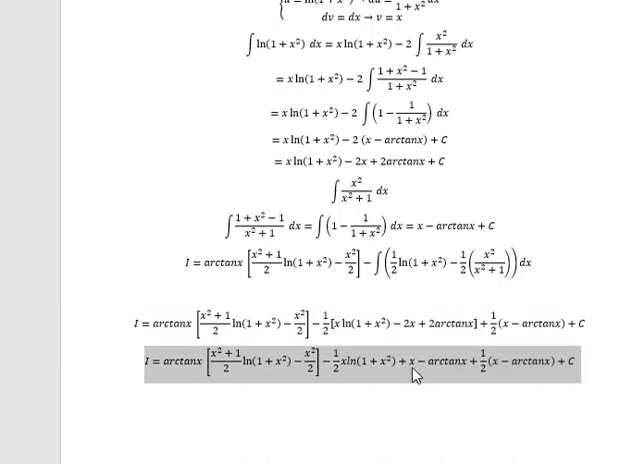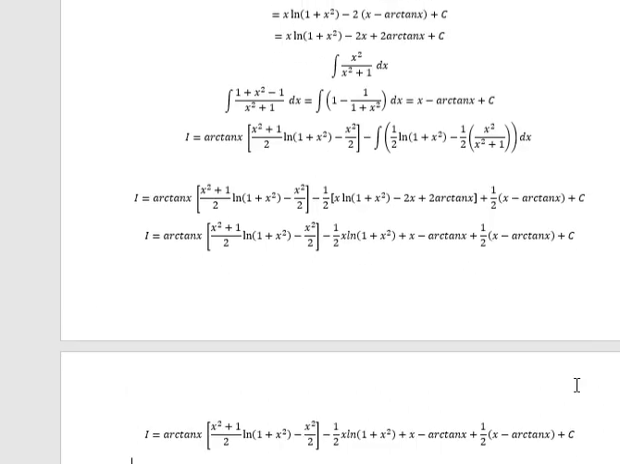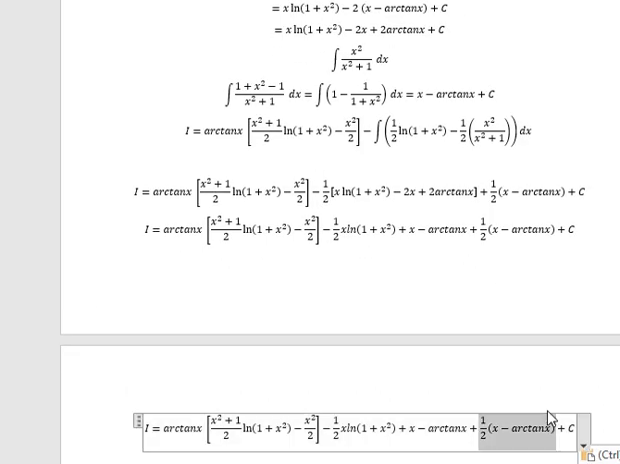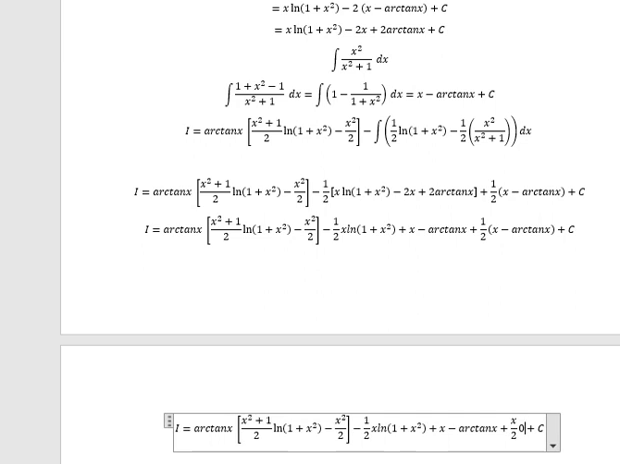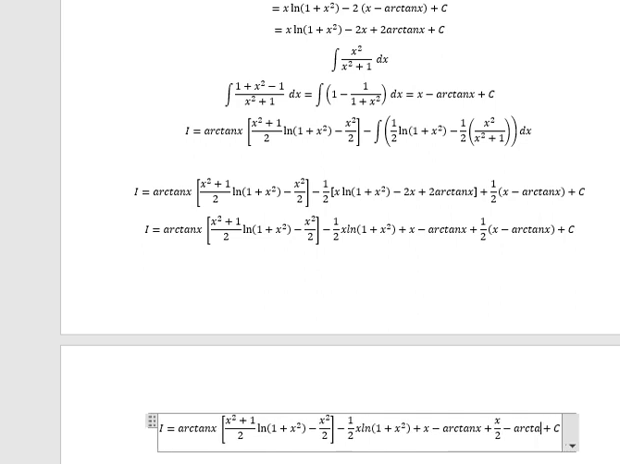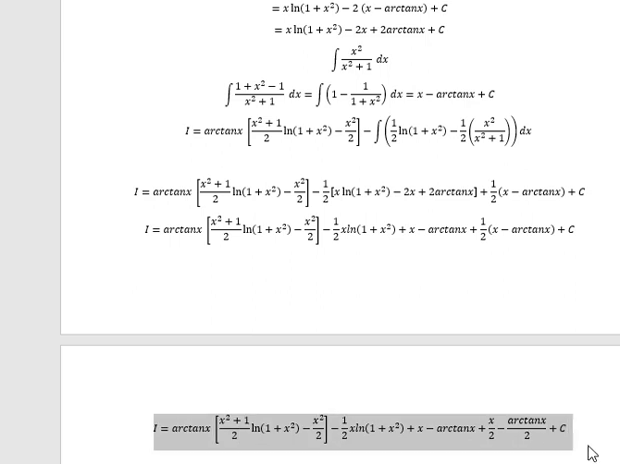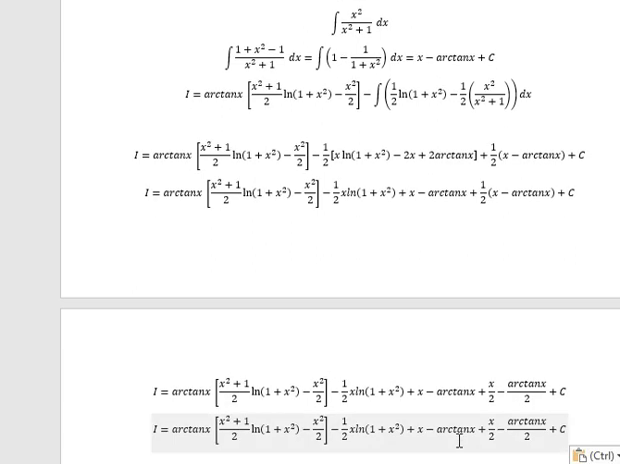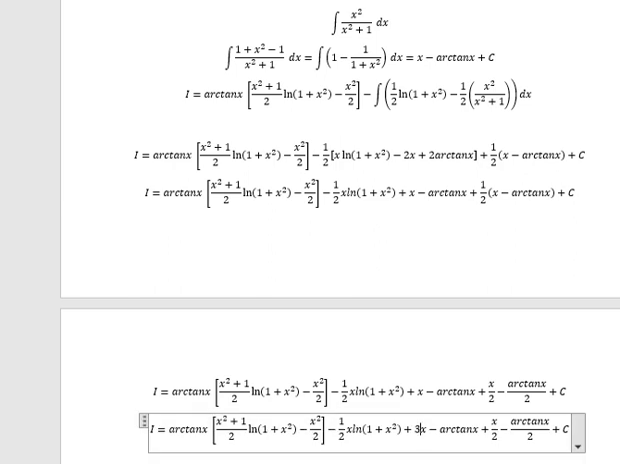So this one is s over 2 minus arctan of s over 2. So s with s over 2, we have 3 over 2. Similar for the second one.